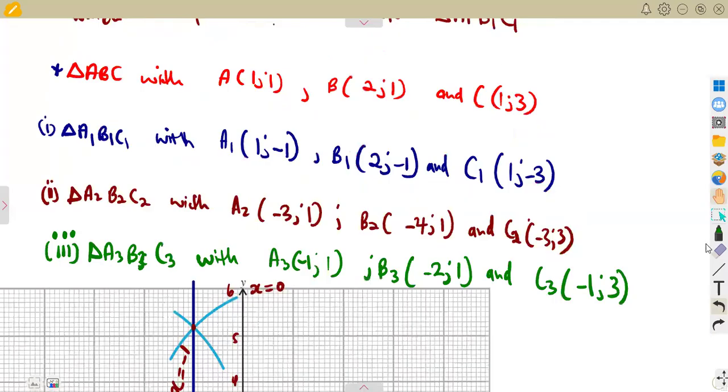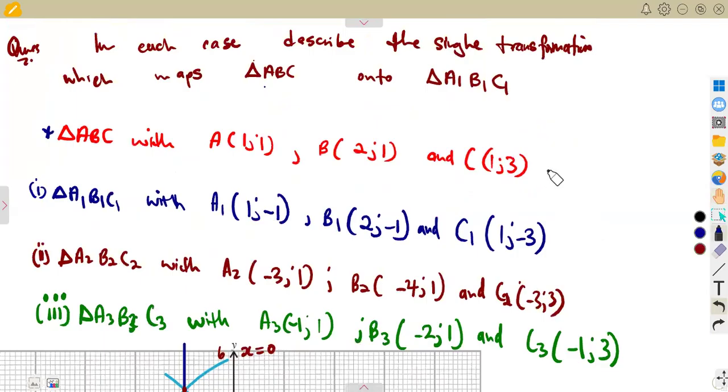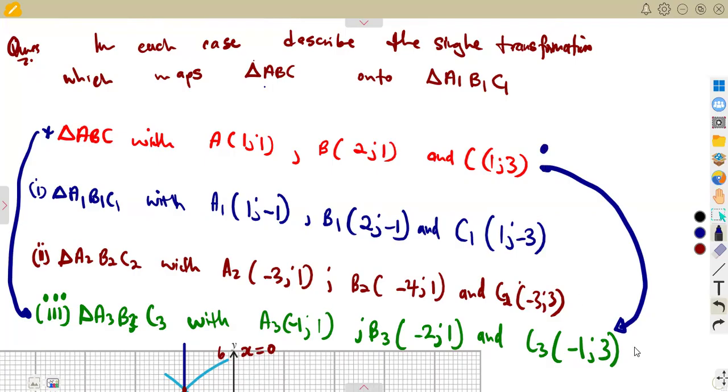What I want you to do is to describe the single transformation which maps A, B, C, this object, onto this image, triangle A3, B3, C3. Can you try to do this question? You draw your object, triangle A, B, C, then you draw your image, triangle A3, B3, C3. Then you describe the transformation. What is it that you are seeing there? Describe the single transformation fully. All right, you're going to meet in the next class, having a continuation still on this reflection.